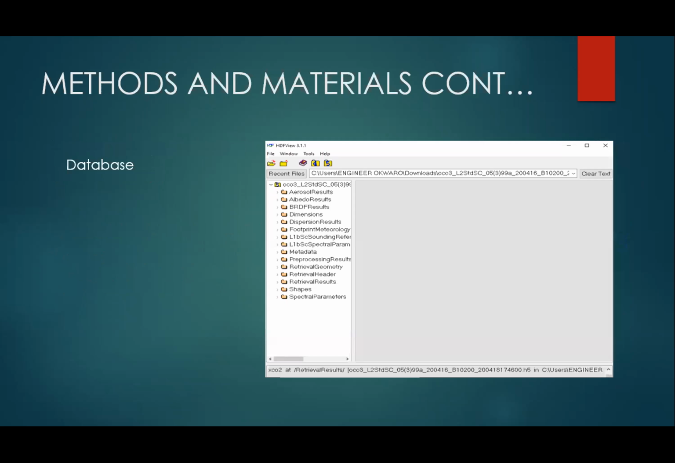So our database, like I said, is in HDFView. Here all the files can be read, and we can get our data from this platform. If you want your data, you just go to retrieval results, double click on it, go to X, you see the XCO2, you click on it, and you get your value.